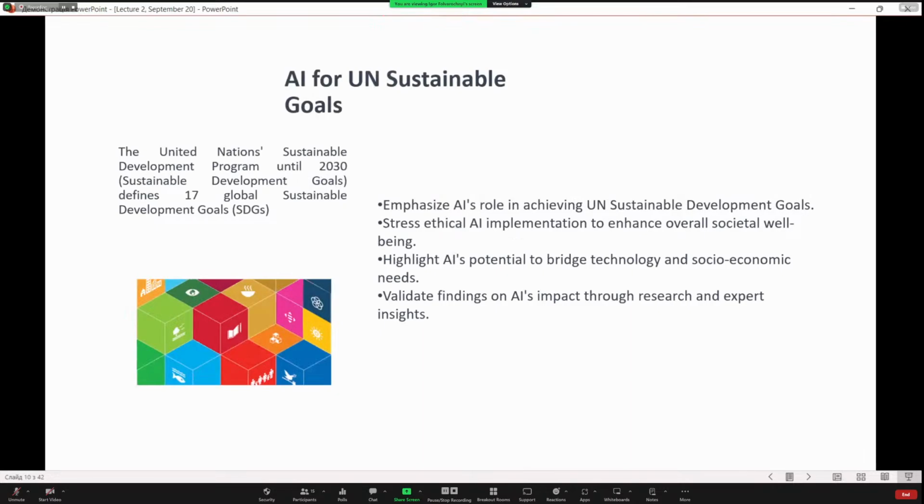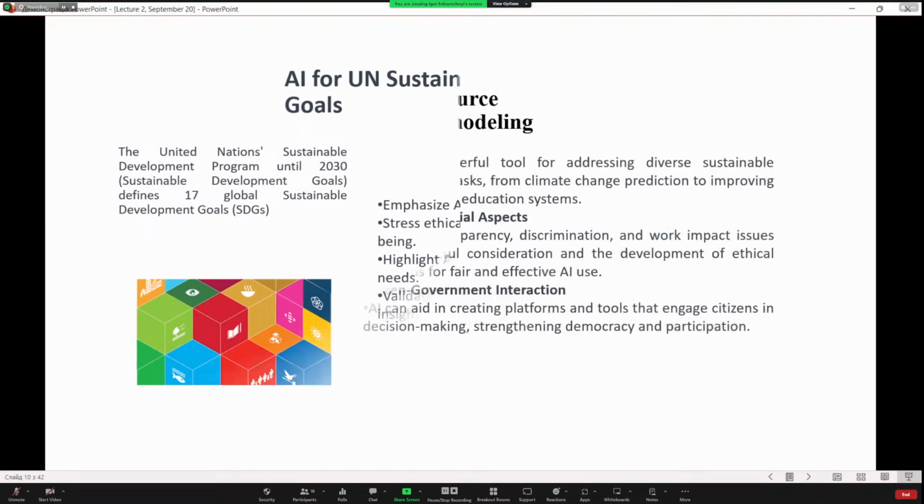At the very beginning, we will start from the relevance of why the United Nations Sustainable Development Program, which was pronounced until 2030, defines 17 global sustainable development goals. Why is it so important for everyone in the world, and how can we emphasize our role in achieving these sustainable development goals, how can we stress ethical implementations, and what is the potential to bridge technology. On this aspect of potential development in collaboration, I will focus my attention because it's a huge socioeconomic question.